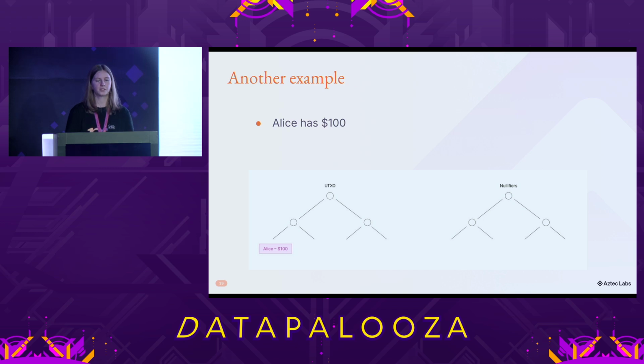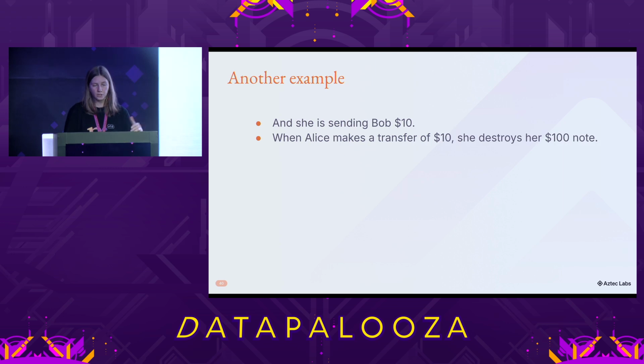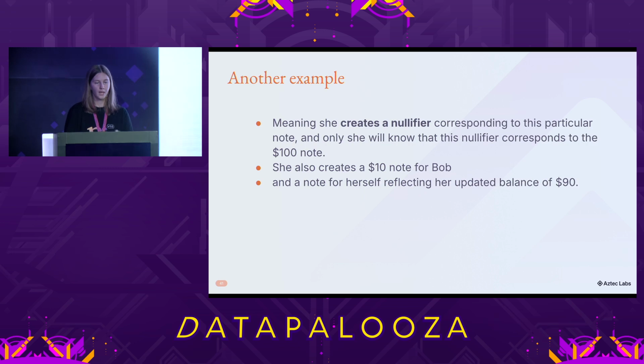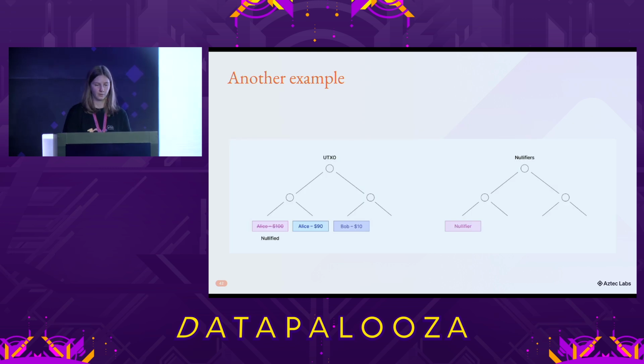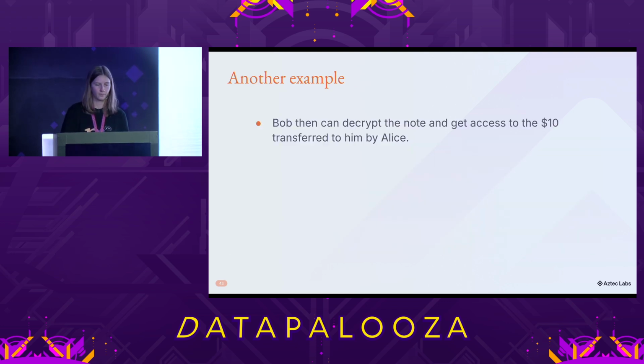So a bit different example. Alice has 100. So we have a node where Alice has 100. And she's sending Bob 10. So she destroys her 100 node, meaning that she creates a nullifier for this particular node. And she also creates a node for Bob with 10, and a node for herself reflecting her updated balance of 90. So you see, Alice had a node. She creates a nullifier in the separate nullifier tree, meaning that this node doesn't exist anymore. Instead of this, there is a new node with 90 for Alice and with 10 for Bob. Bob then can decrypt the node, get access to his 10, and he's happy.